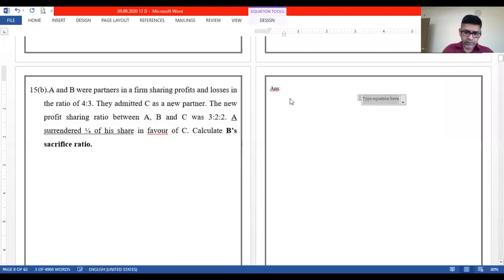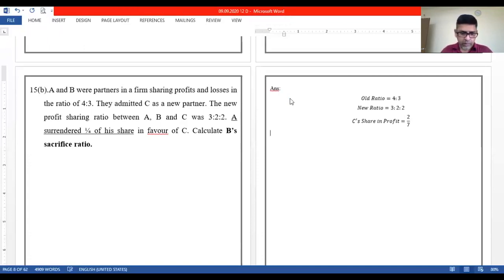So let me write over here the old ratio. The information given to us is about the old ratio. The old ratio is 4:3. We are also given the new ratio. Okay, the new ratio is 3:2:2. Okay, and who is the new partner? C. So I can see C's share in profit. C's share in profit is 2 by 7. Now, when C is a new partner, that means he is gaining 2 by 7 share.